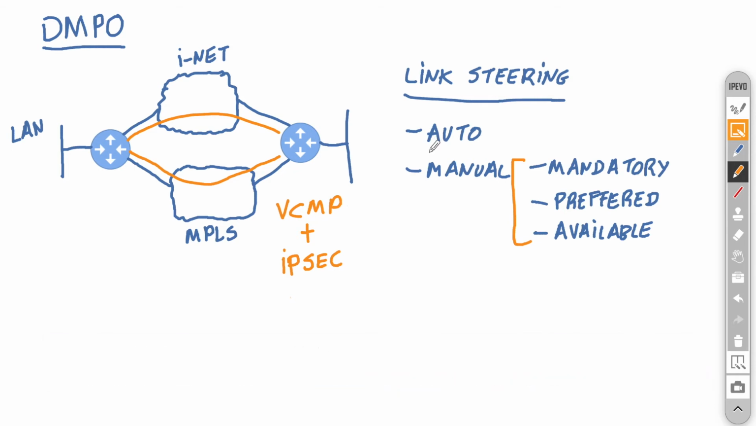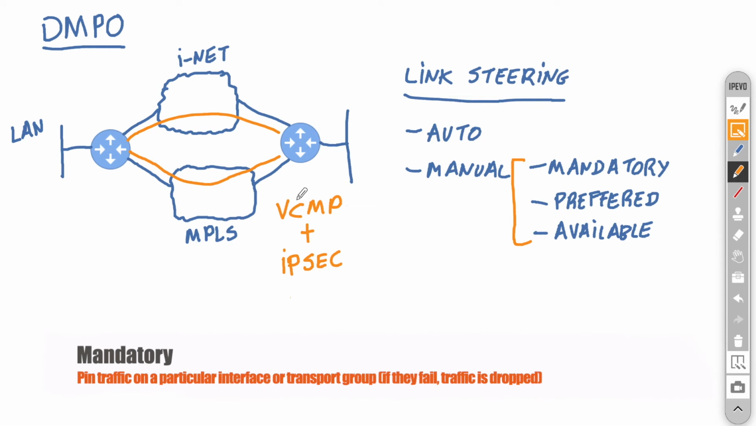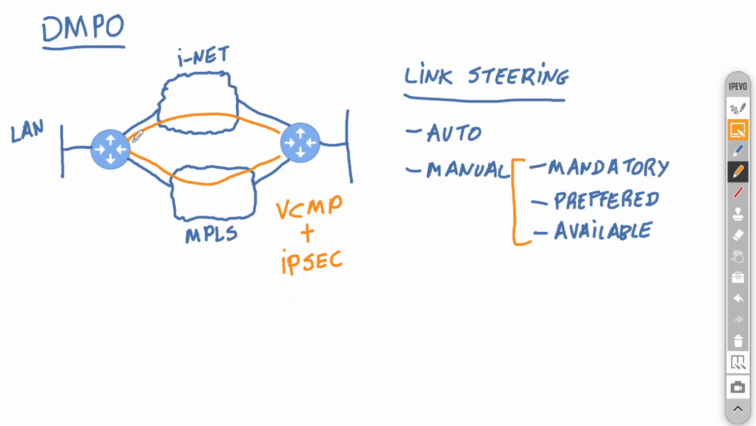Now, if you want to pin traffic on certain routes, you can choose to do so. Obviously, that will impede DMPO to show some of the benefits. However, there are 3 options here. First of all, it's the mandatory option. That's probably perfect for traffic that you're happy, for example, to cross the inexpensive broadband line. But in case that fails, you don't really want it to cross the MPLS. You can have available, in which you say, hey, as long as the internet overlay is available, use that. If the whole thing goes down, use the MPLS link.